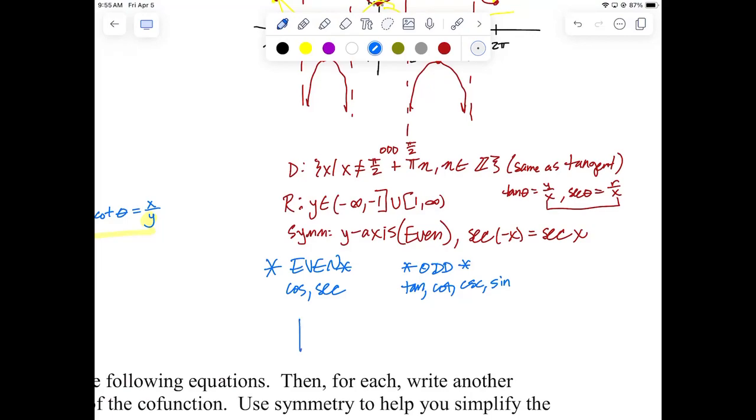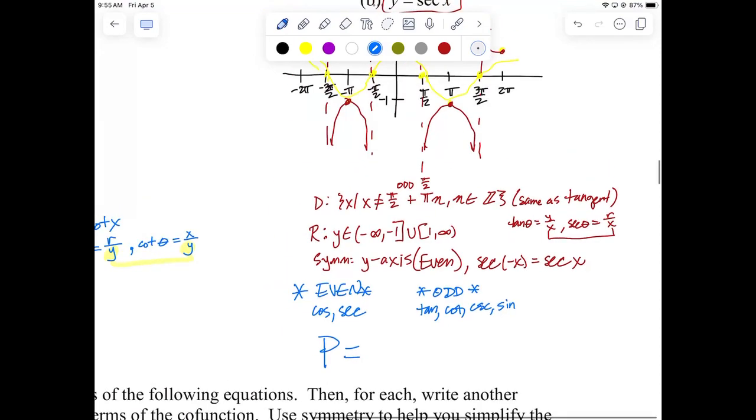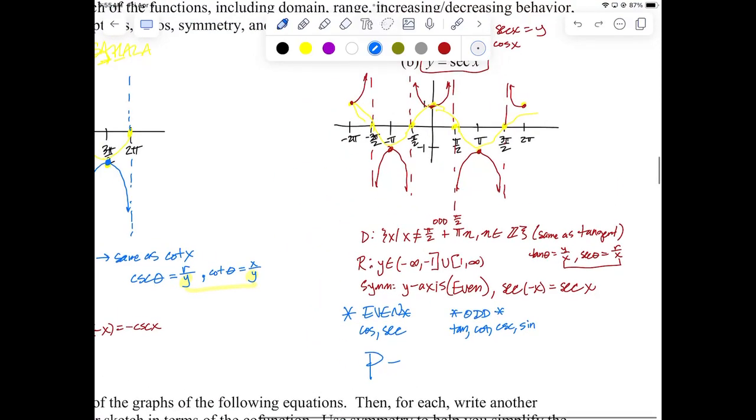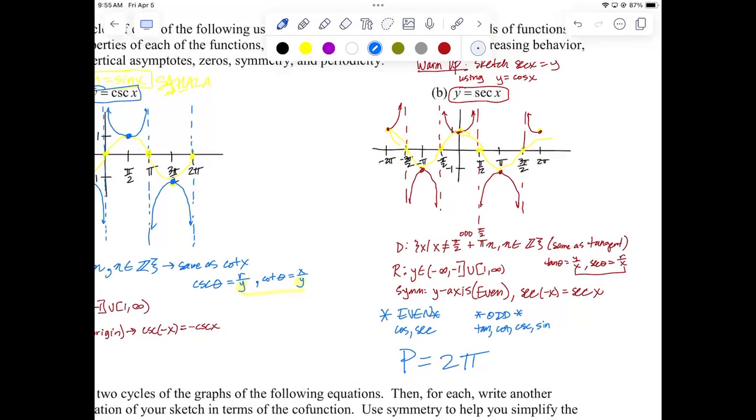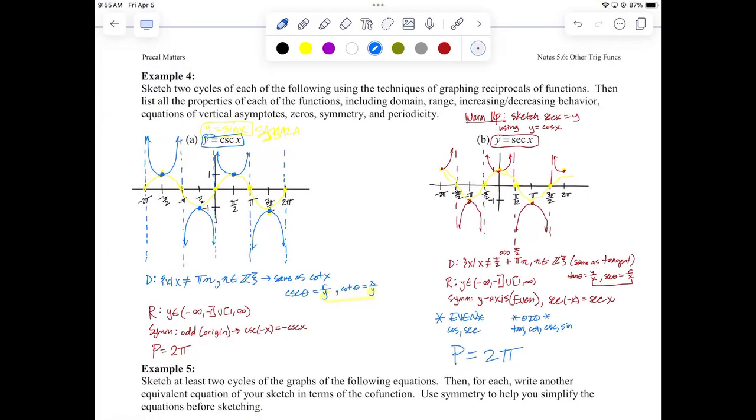All right, and then the last thing I'll ask you about this, what is the period of this? 2 pi. Just like cosecant, we have to go one up and one down, and that takes 2 pi radians. So it's a direct consequence of where it came from. It came from cosine that had a period of 2 pi, so its reciprocal also has a period of 2 pi.